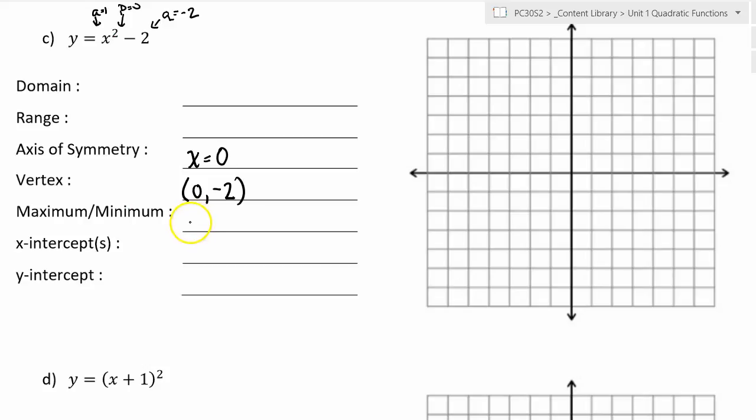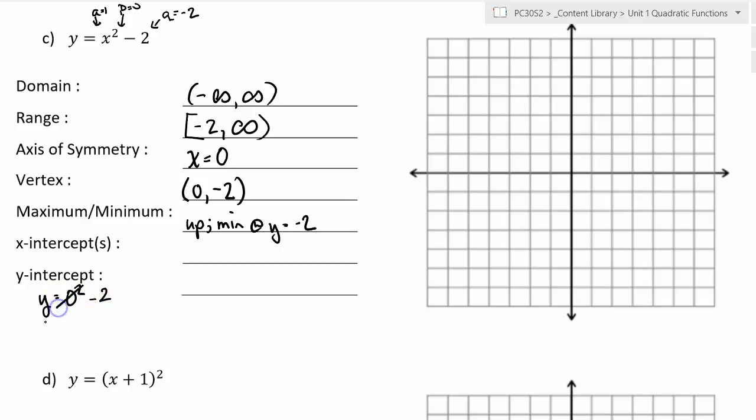My A value is still positive, so it's opening upward. That means it has a minimum at y equals negative 2, again, because that's my vertex. That means my range is still starting at my vertex, so negative 2, and opening upward. Domain continues to be unrestricted. If you solve for your y-intercept, in this case it's going to be 0 squared minus 2. 0 squared is still 0, so y equals negative 2.